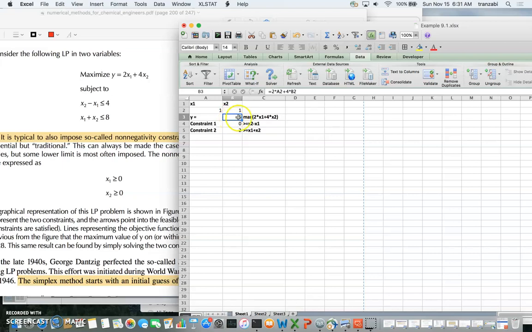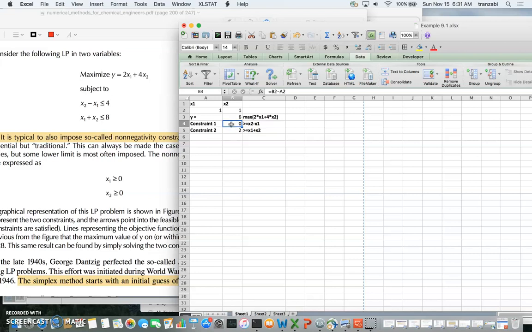Okay, so these are just comments for myself. The bold ones are comments or headers, anything the spreadsheet doesn't care about. The numbers are important. This is the value of x1 that I guess, and this is the value of x2 that I guess. I implemented the objective function into this cell, and then I have to implement the constraints into these two cells.